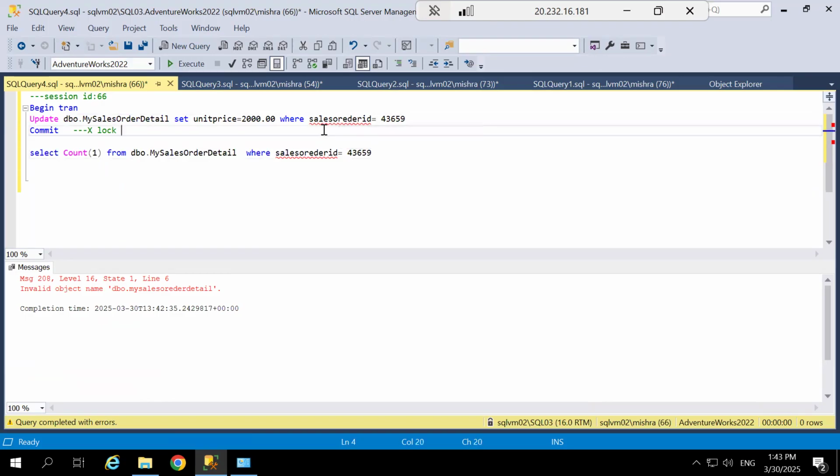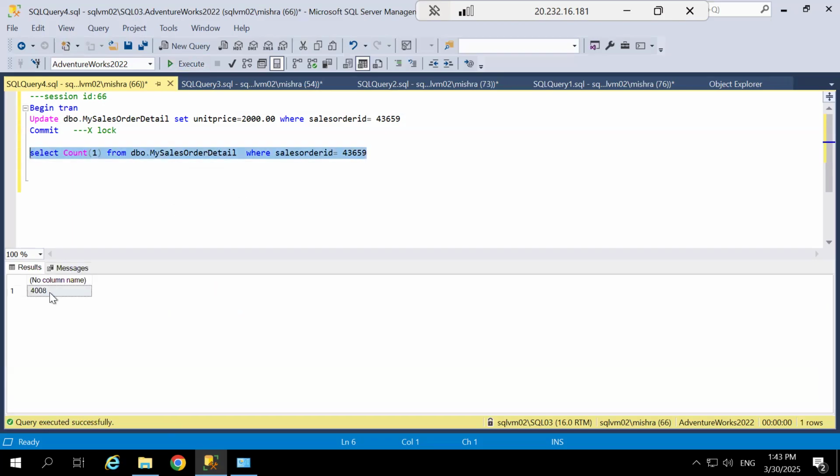Sales order ID. It's 4,008 rows it is qualifying for. Or can we make it bigger? Yes. Let us do something here.